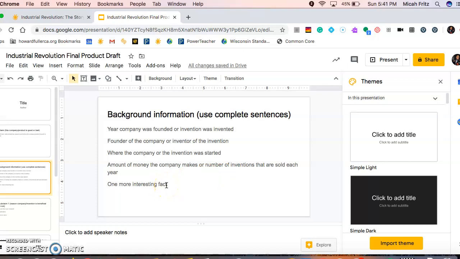Finally, down at the bottom, this is kind of an up to you. What's one interesting fact about the company or invention that you chose? Okay, this is something that you found interesting or surprising. You know, maybe it's that McDonald's is sold on every continent except Antarctica, something like that. You know, something interesting that stands out to you.